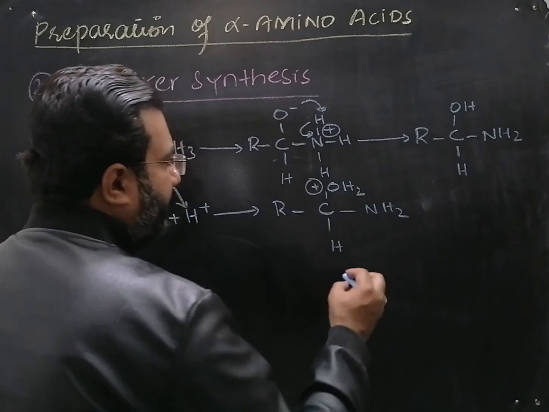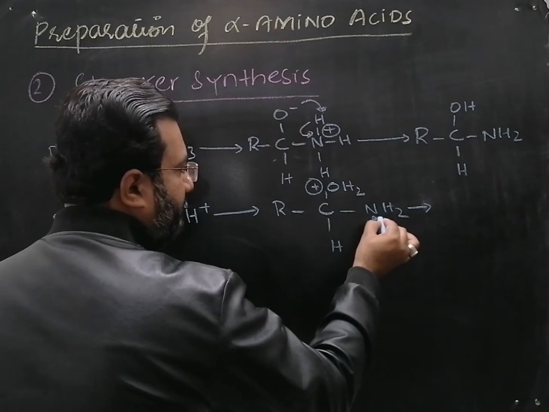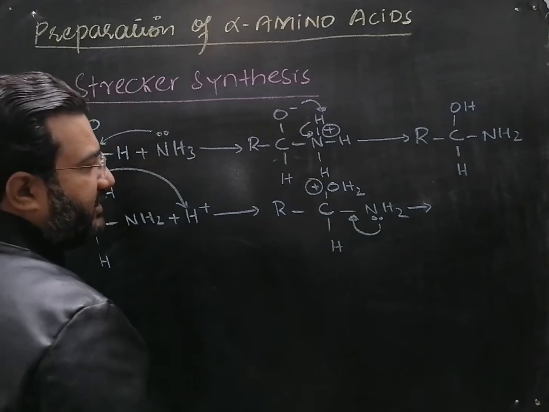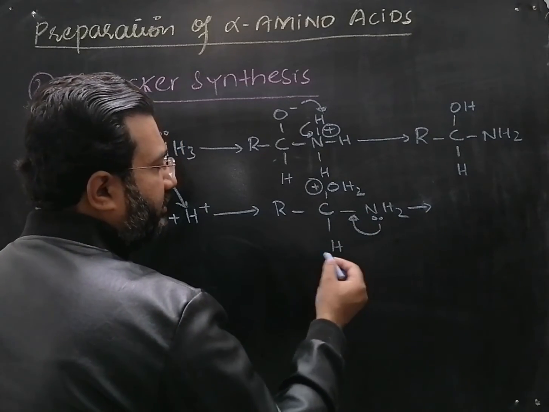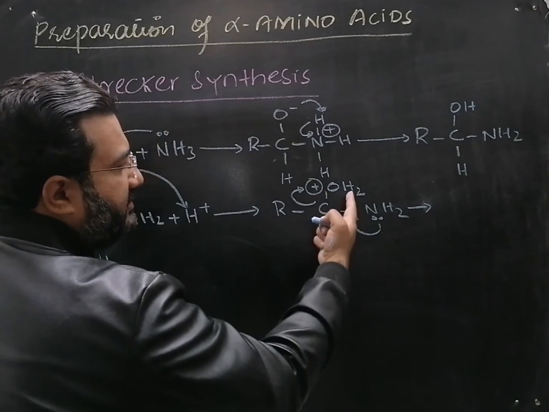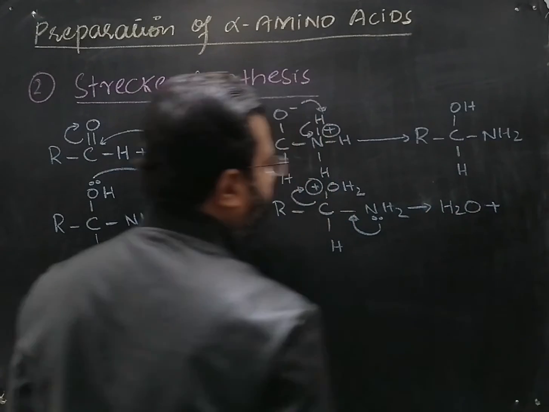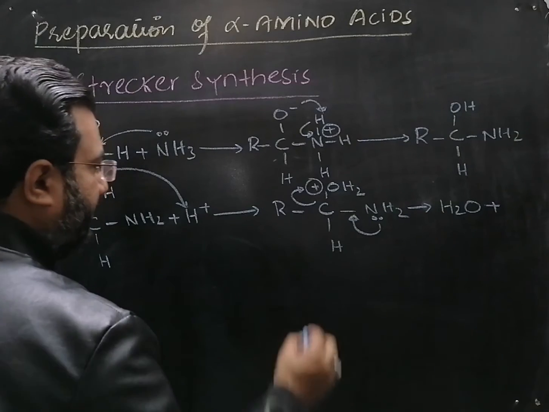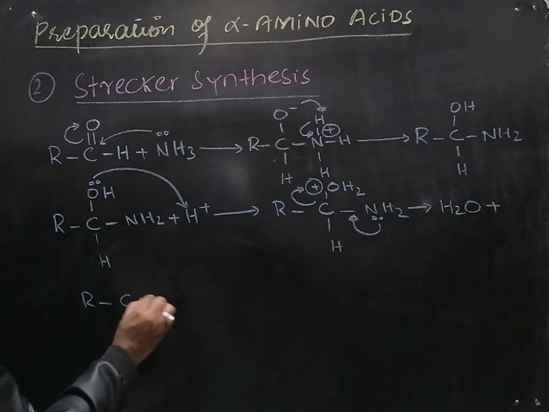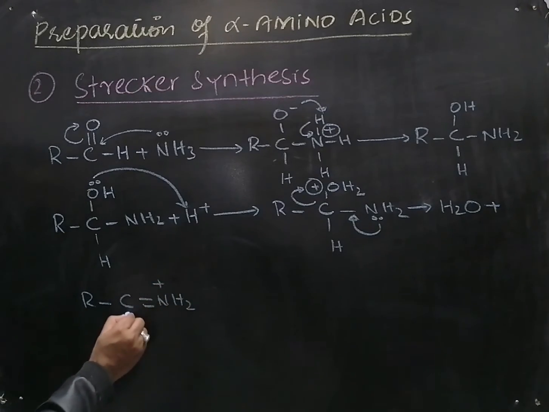Now dear students, in the next step, this nitrogen again using its lone pair will form a double bond here with the carbon, and as carbon can form only 4 bonds, it will have to break the bond with oxygen. Now dear students, this is H2O, so here water will be released, and after the loss of the water, the product formed will be R, C, double bond NH2, positive H.